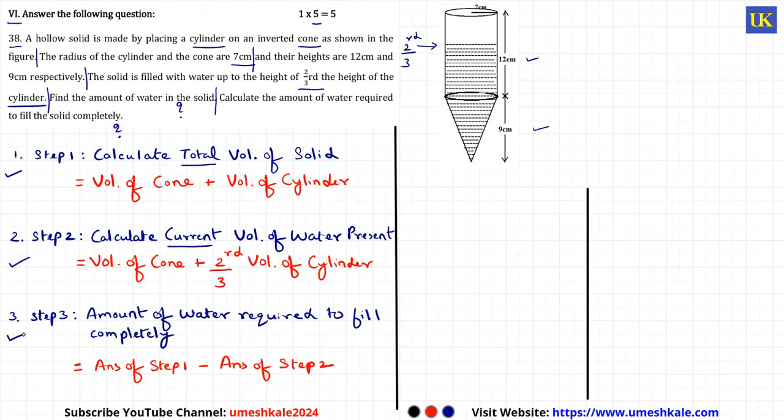Then in the third step, amount of water required to fill completely. We have to take the answer of the first step and subtract from it the answer of the second step, because in the first we are finding the total volume, and in the second the current volume of water present. So total minus current gives the balance amount of water, and that is exactly what they have asked us to find: the amount of water required to fill the solid completely.